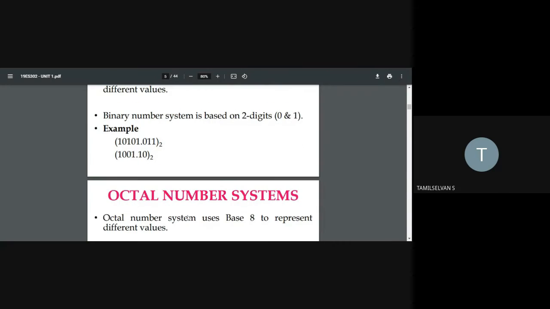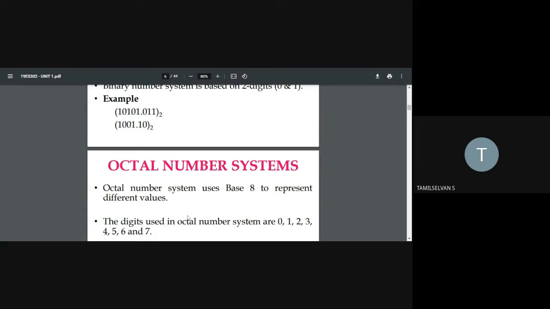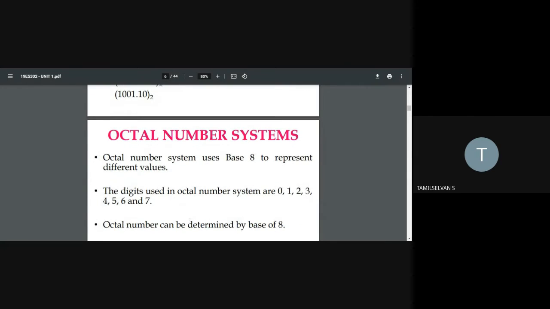Next I can move to the octal number system. In the octal number system, the base value is 8 because it contains 0 to 7 values. So the digits are in between 0 and 7. The maximum digit is 7, so totally 8 values. So the base value of 8 is defined by the octal number.